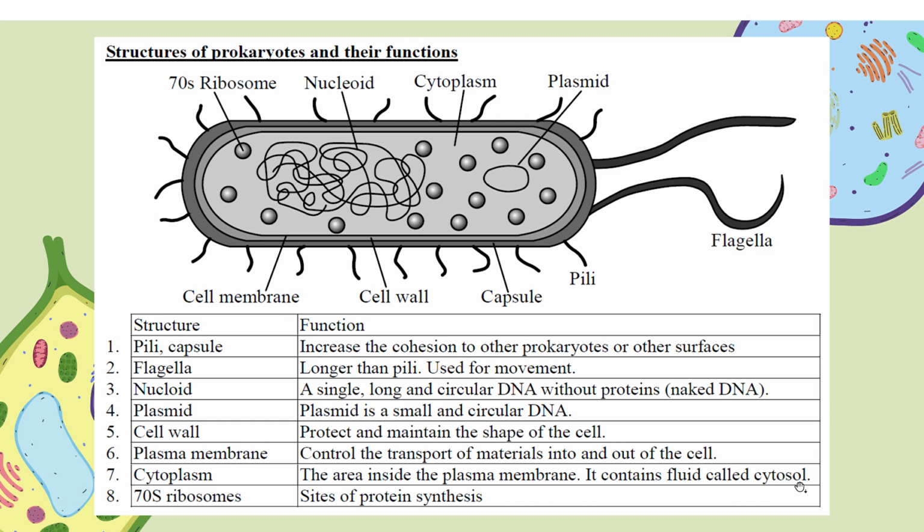Cytosol is mainly water, and it has a 70S ribosome, the site for protein synthesis. Later on, we will learn the 80S ribosome. It's just bigger and smaller. 70S is smaller. You can remember it this way: prokaryote is smaller, ribosome 70S.